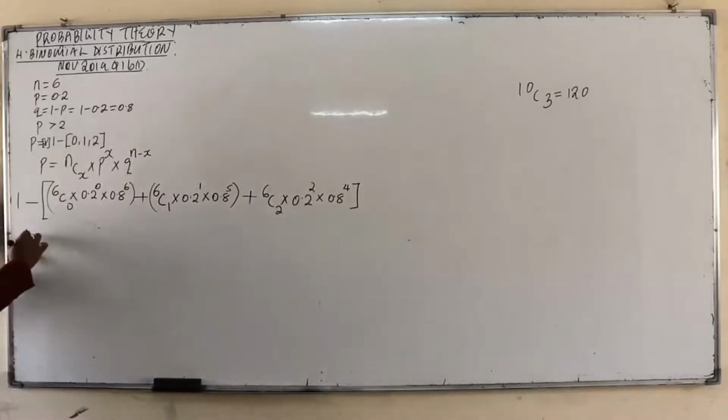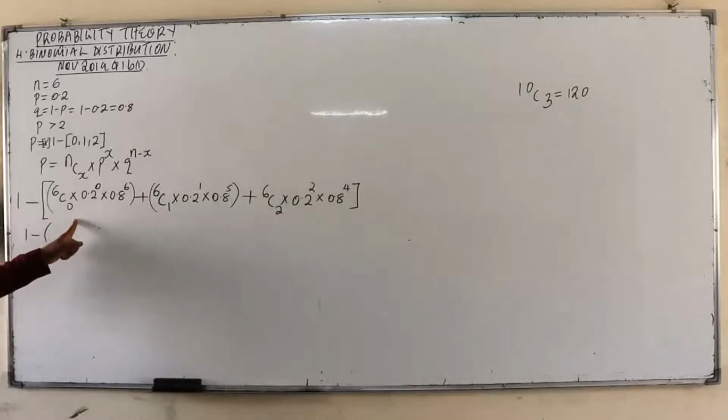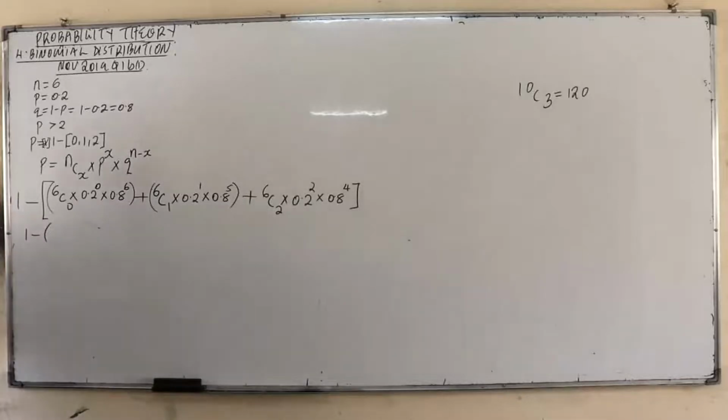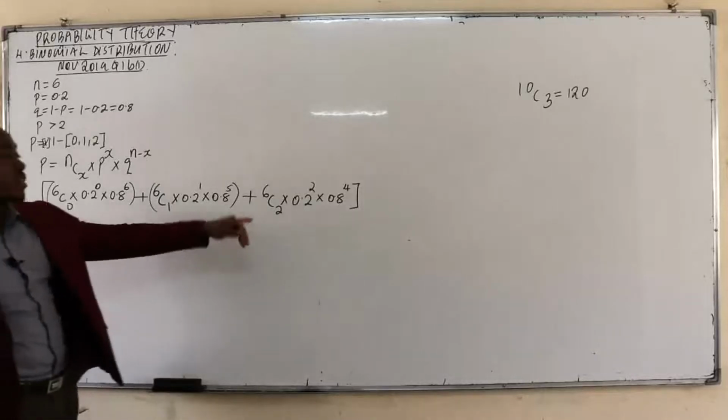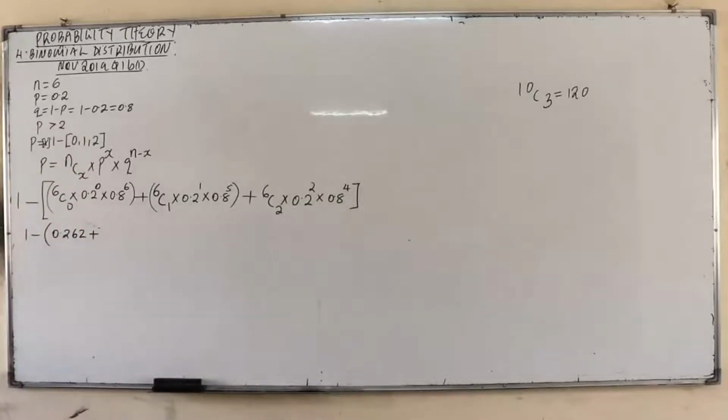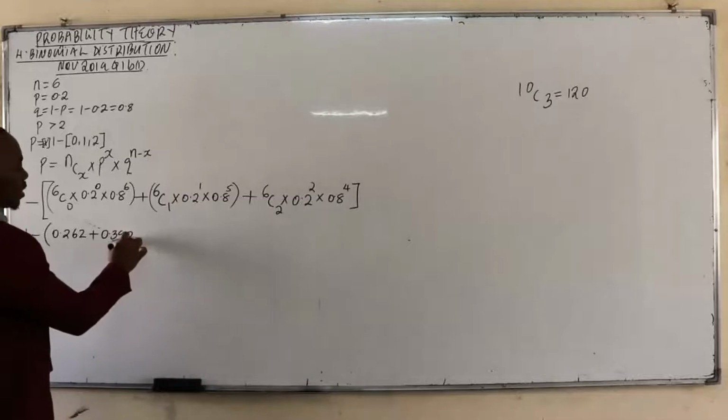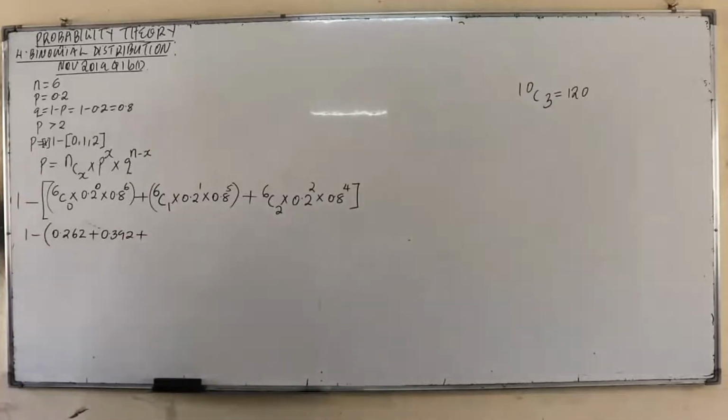So it will be 1 minus... can you do this? 6 combined 0 times 0.2 raised to power 0 times 0.8 raised to power 6 equals, what do you get? Now, can you do the second one? Others do the third one. The second one is 0.392.